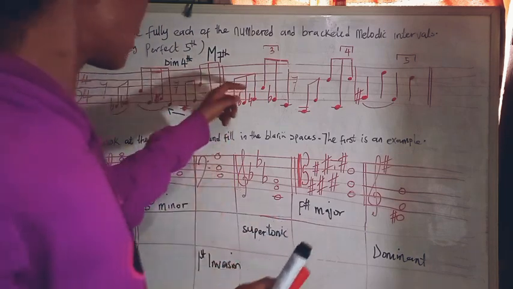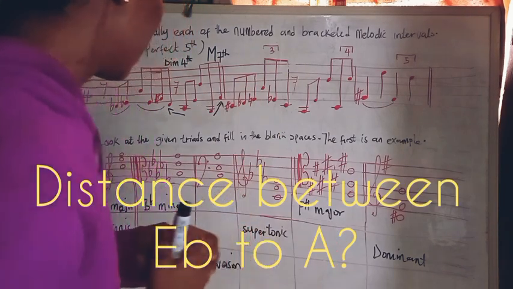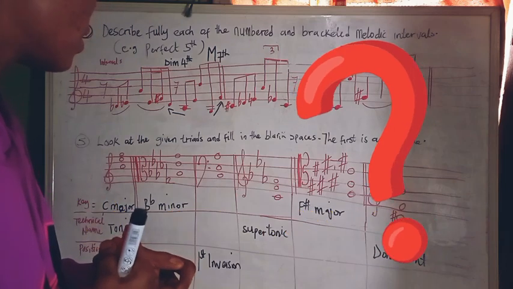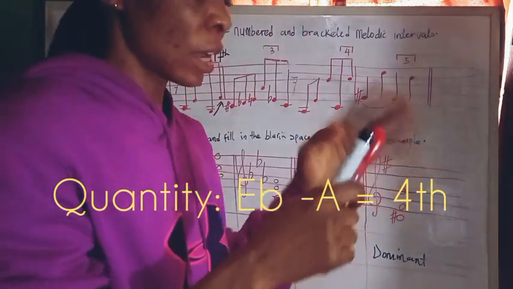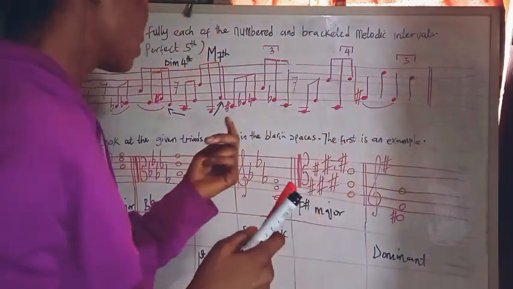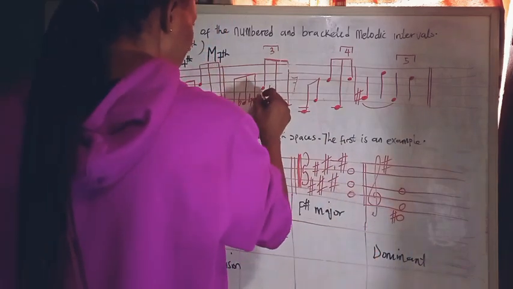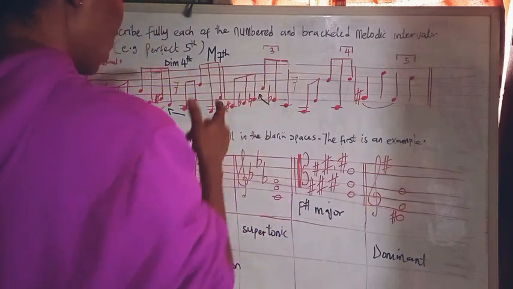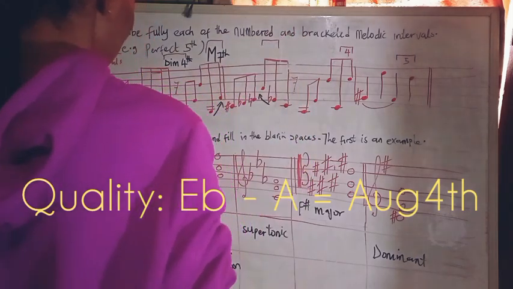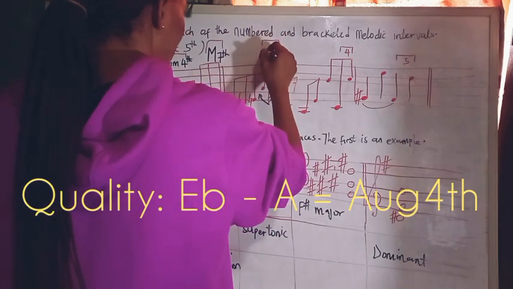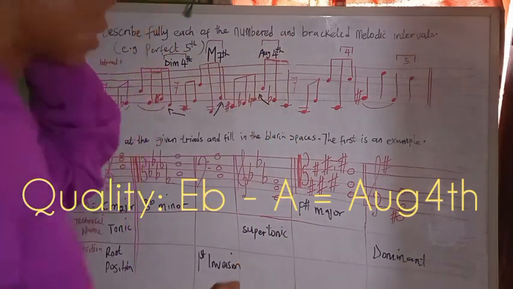Now the next one is the distance between E flat to A. Is A in the key of E flat? No. But let's first of all find the quantity. E flat, F, G, and A. So it's a fourth. So what's the quality now? Is it a perfect fourth or augmented fourth? Since this A is natural, if it was A flat, it would have made it a perfect fourth. So the answer here is augmented fourth. E flat to A is an augmented fourth.